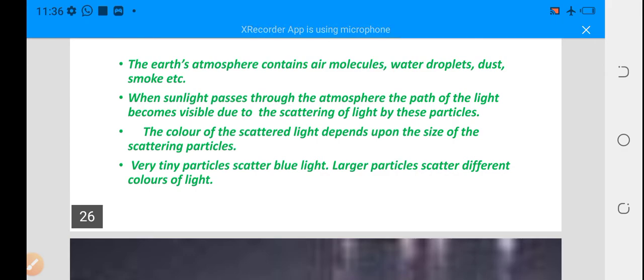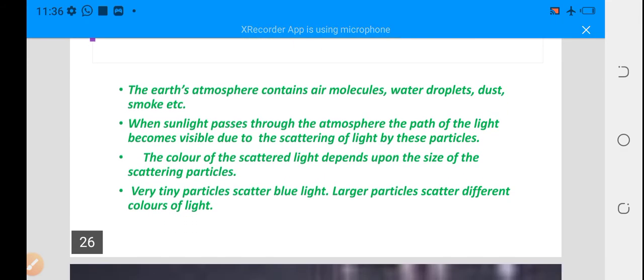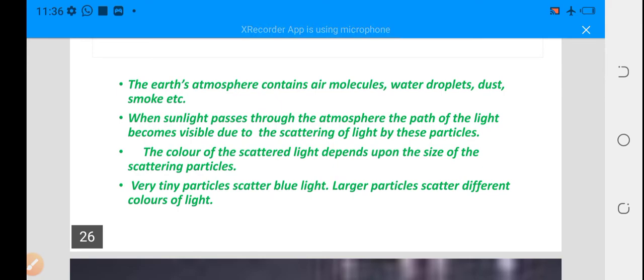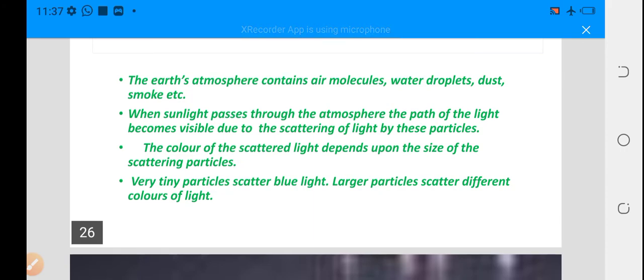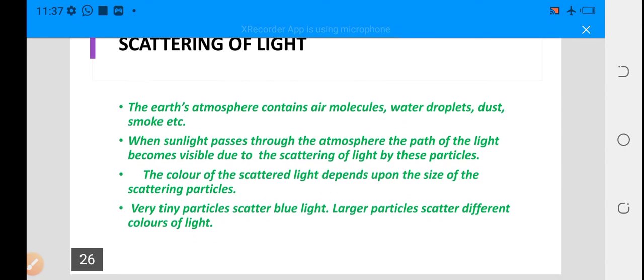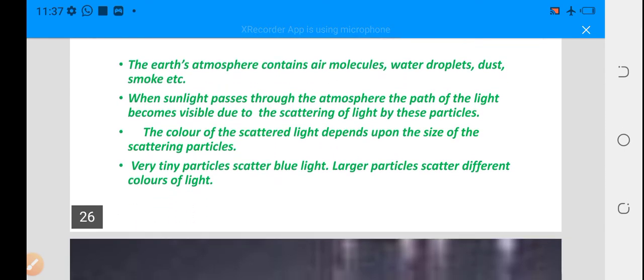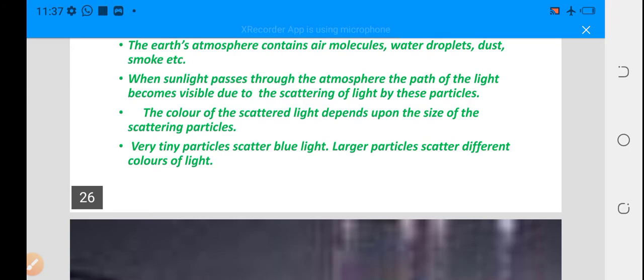So what is scattering? The Earth's atmosphere contains air molecules, water droplets, and smoke. If light is passing through these atmospheric molecules or water droplets, the light will be scattered, and this is called the scattering effect, which depends on the size of the particle. You can see this one also.